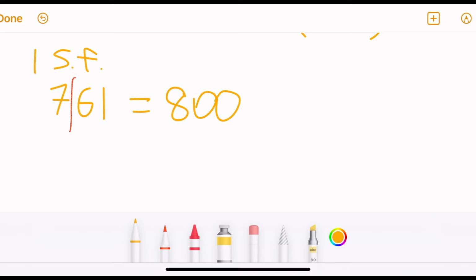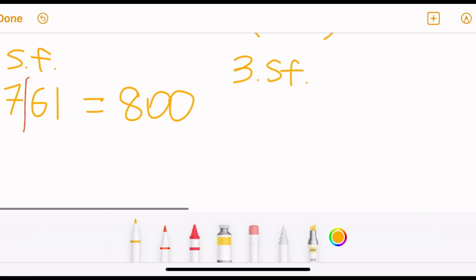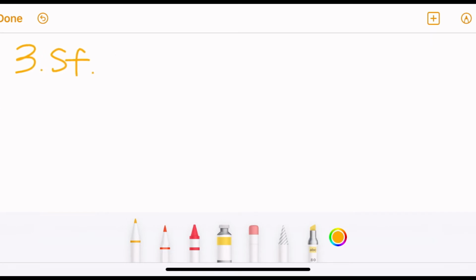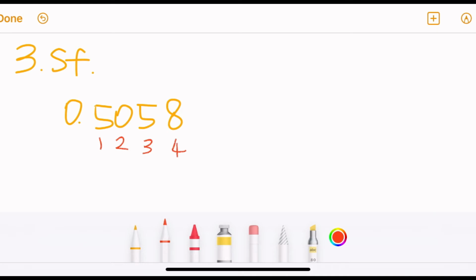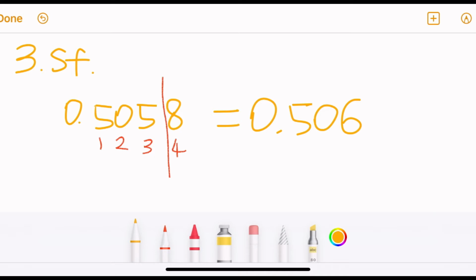So let's look at an example with 3 significant figures now. Let's have this example 0.5058. Then again, we're going to draw a red line. Now we will not start counting at 0. We will start from 5. So this is the first significant figure. This is the second. This is the third, and this is the fourth. Since we're taking 3 significant figures, we will start from here before this red line, and we'll look at the number 8, which is the number right after the red line, and 8 is greater than 5, so we are going to round up. Therefore, we'll get 0.506. 5 plus 1 is 6. So that's done with 3 significant figures.